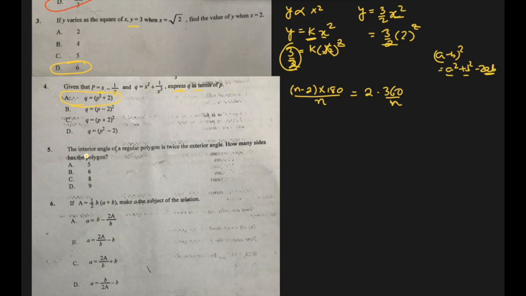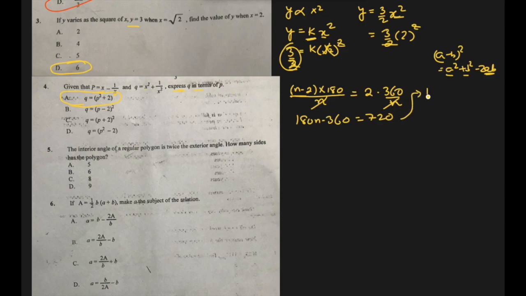So, how many sides has the polygon? Now we have to find n. Can you see an n in the denominator here? We can cancel both of them, right? When both sides have the same thing dividing them, we can cancel them. So now it will be 180n minus 360 equal to 720.